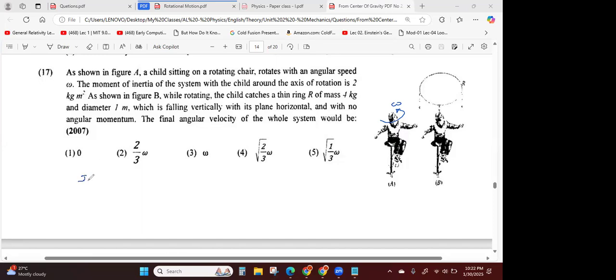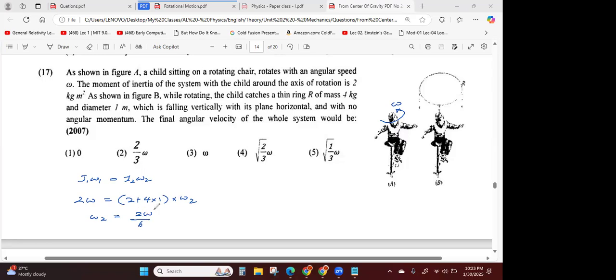So we can write I1 omega 1 equals I2 omega 2. So I1 is 2, into omega. I2 is, so we have to add the moment of inertias, 2 plus the ring, mr squared. The mass is 4 kilogram, 4 into 1 meter squared, 1 squared is 1, into omega 2. Therefore omega 2 equals 2 omega divided by 6.